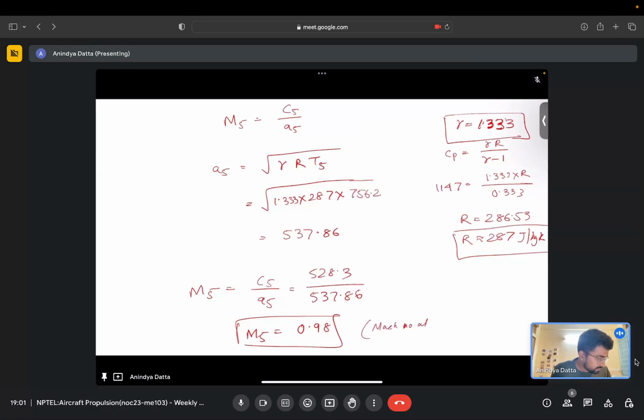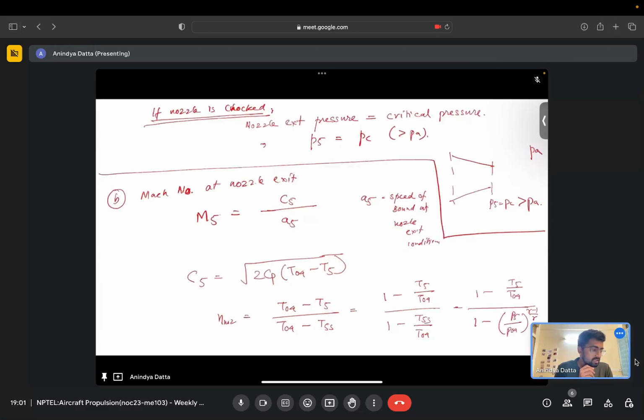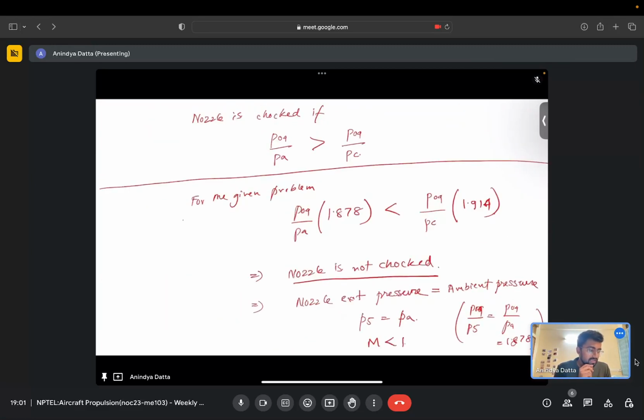Mach number at exit is less than 1, because the nozzle is not choked. Also, one interesting thing to note is that the actual pressure ratio is very close to the critical pressure ratio. So that's why the exit Mach number is very close to 1.